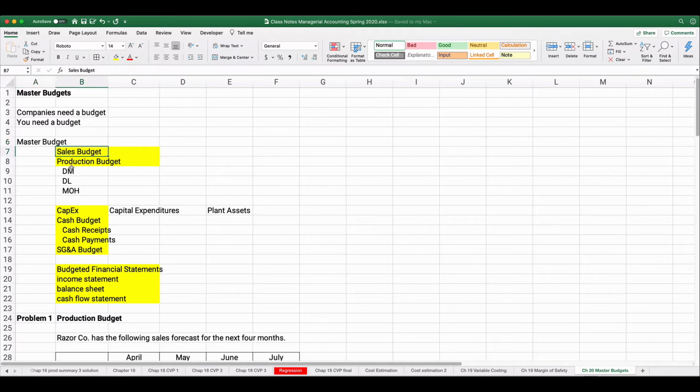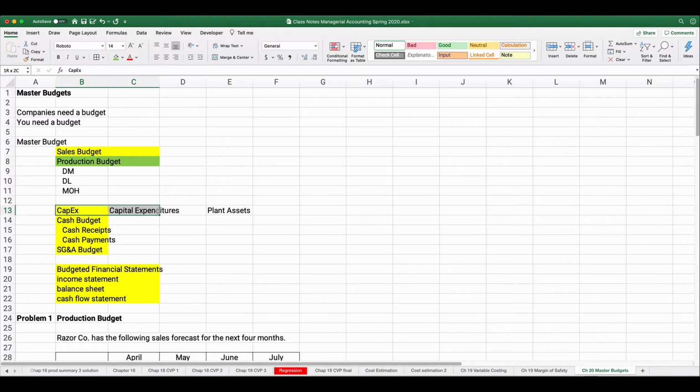The sales budget. Now, sales budget is pretty easy because it's usually a percent increase. So we're not going to do that today. We're going to do a couple of ones today. We're going to do the production budget. So the production budget is how much we need to produce based on our sales. And that can be made up of smaller budgets like materials, direct labor, overhead.